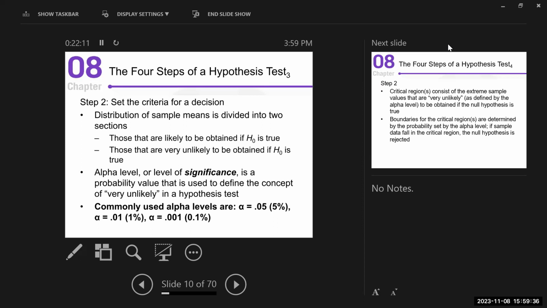So we've set our critical regions based on those 5%, 1%, and 0.01%. Like we said, that's the alpha level, or the significance level. So 5%, 1%, and 0.01% are our very unlikely percentages. If my sample falls into these critical regions, I know it's very unlikely, it's very rare, and that there's some change. I know that there's a significant difference.